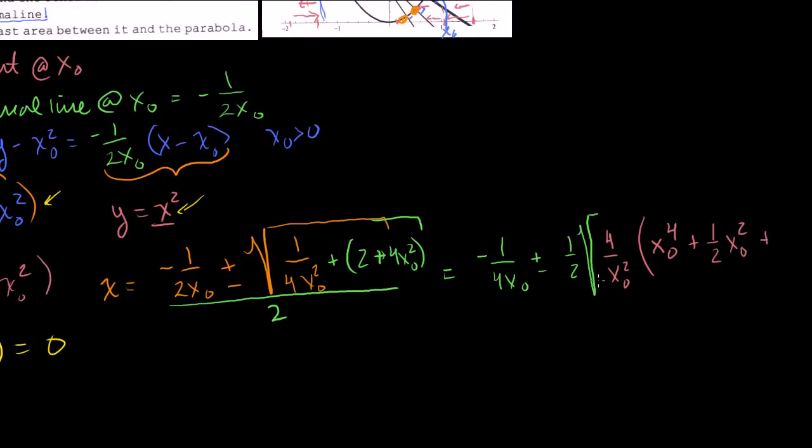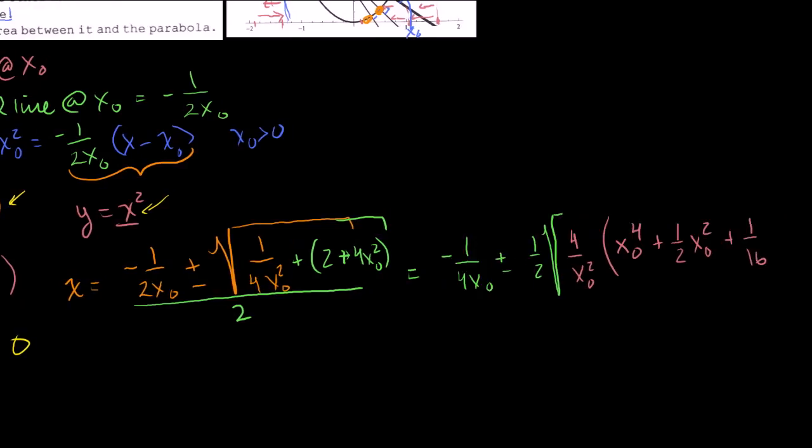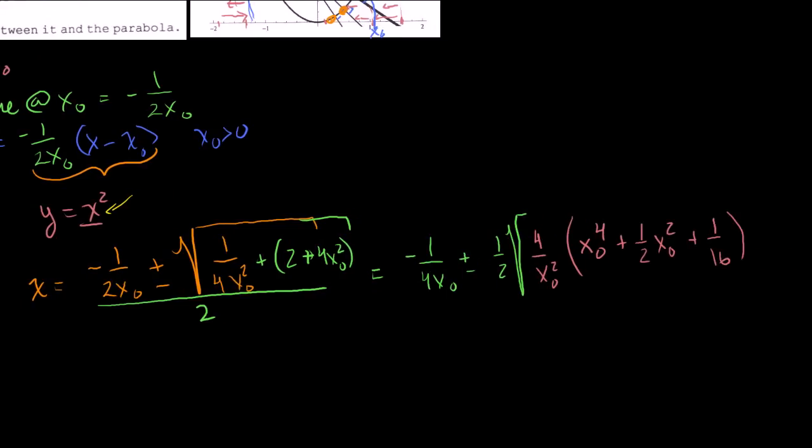And then you have plus, now we factored out a 4 out of this and the x naught squared, so plus 1 over 16. Let me scroll over a little bit. Let me scroll this over a bit. And you can verify that this works out.